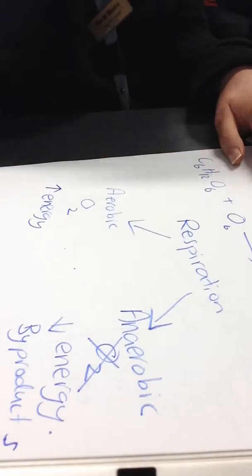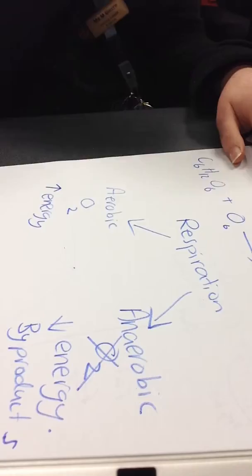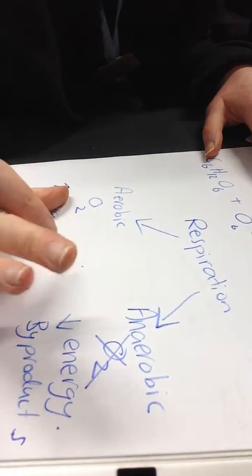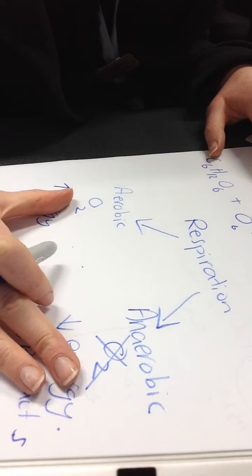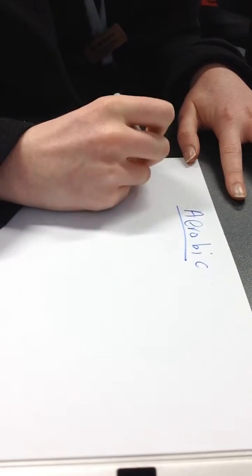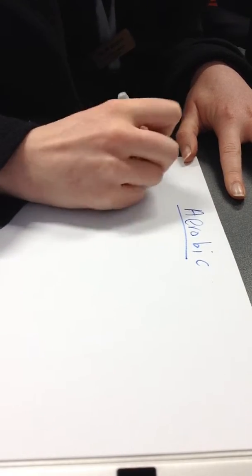Okay, so what I'm going to do is go through aerobic first and then anaerobic, and hopefully see some differences between those two and talk about where they happen. So first off, aerobic. Aerobic respiration is in the presence of oxygen.